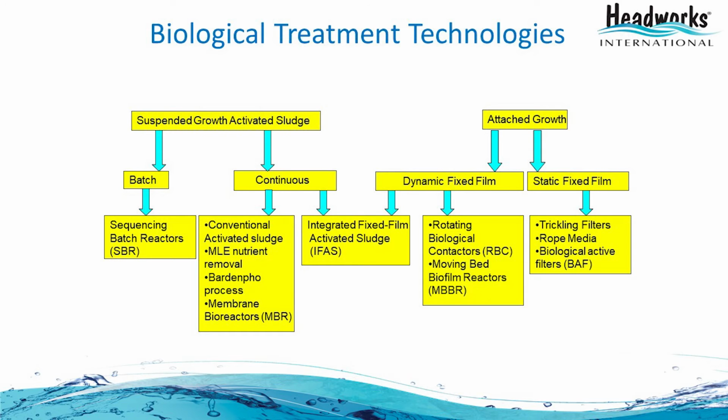And then there are dynamic fixed film media and static fixed film media. Static fixed film media are trickling filters, then biologically active filters. And we have explanation for those in the next few slides. And dynamic fixed film is rotating biological contactors and moving bed reactors. And in between, the hybrid treatment system that takes advantage of the benefits of both activated sludge process and fixed film processes. So it's a hybrid process and it's called integrated fixed film activated sludge process, or IFAS.